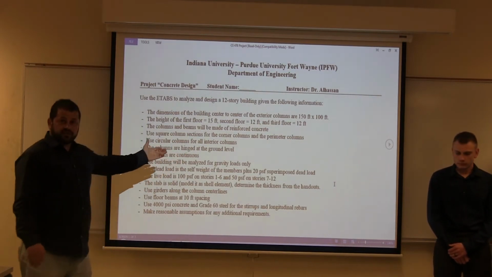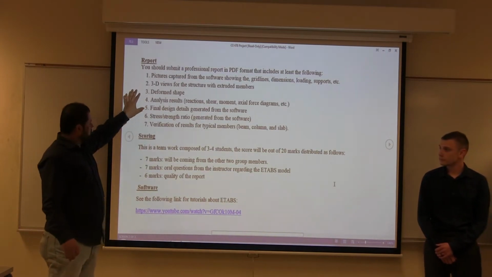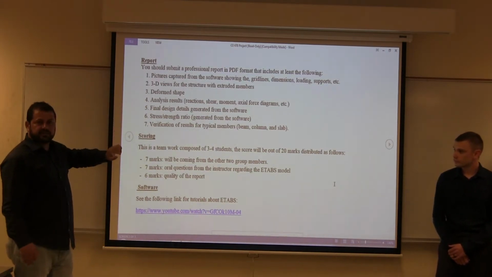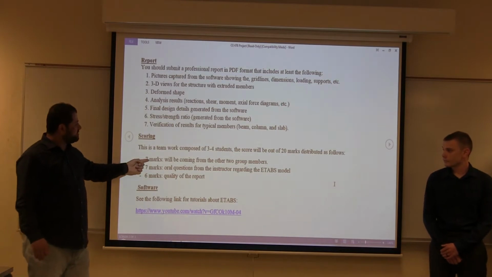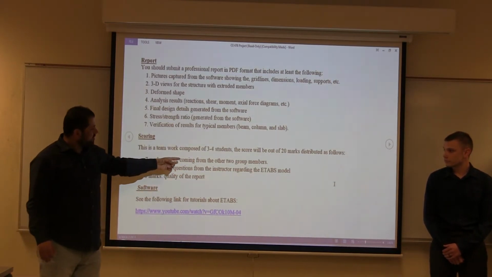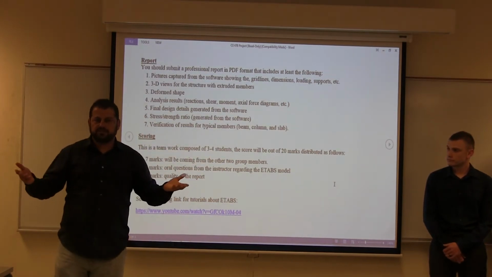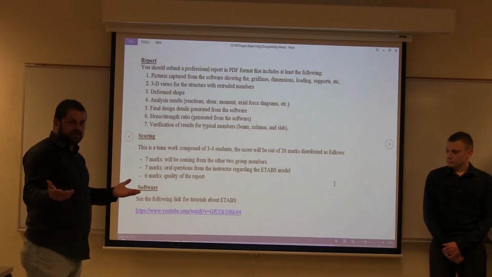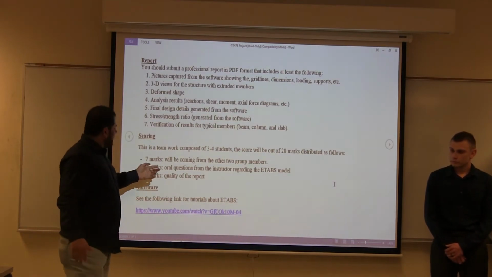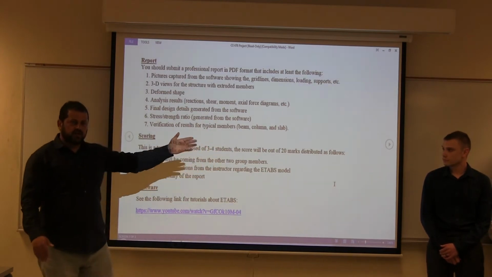The scoring for this project will be: there will be a report, and there will be a presentation, and student evaluation. There will be 7 marks for the presentation coming from the other group members. So the group will give a score for each member of their group, and I will take the average for that. There will be oral questions or presentation. This is what we are doing now.